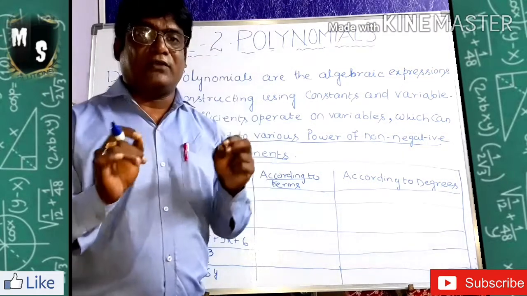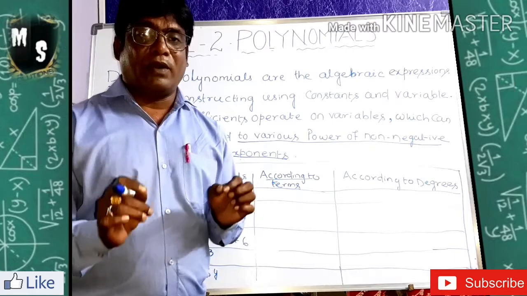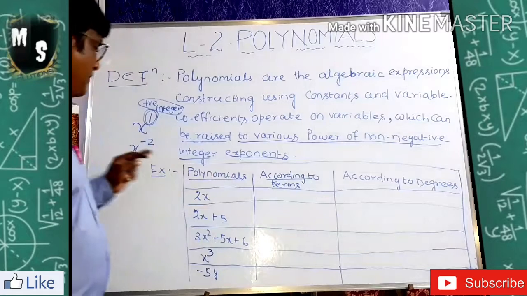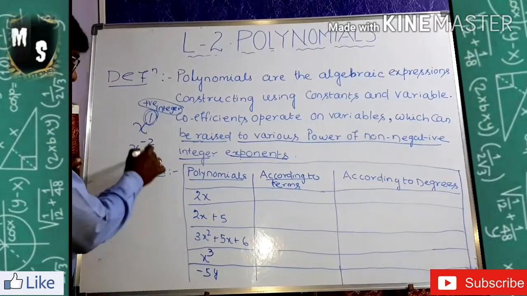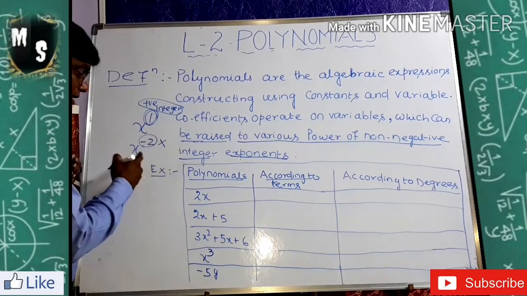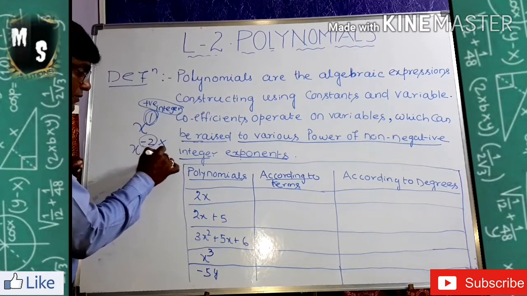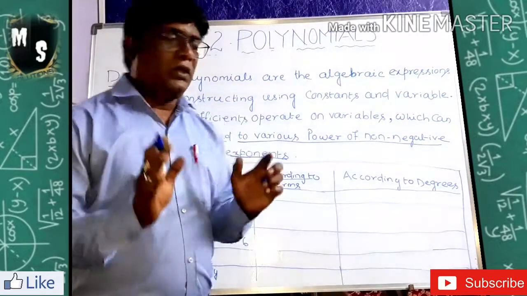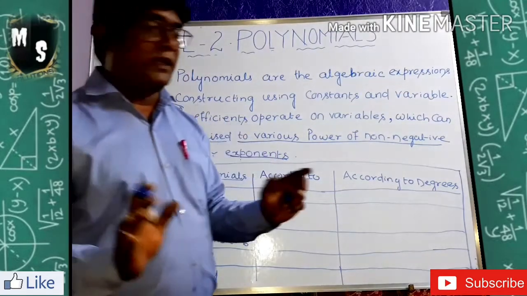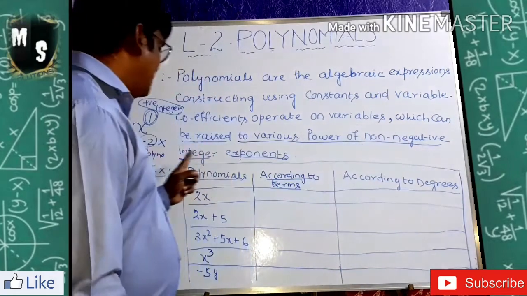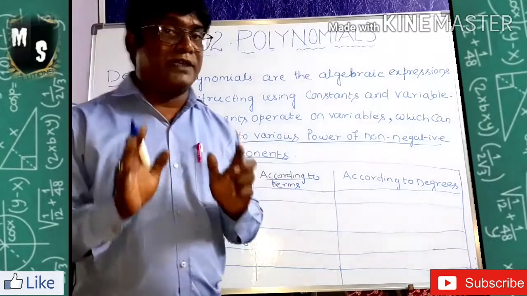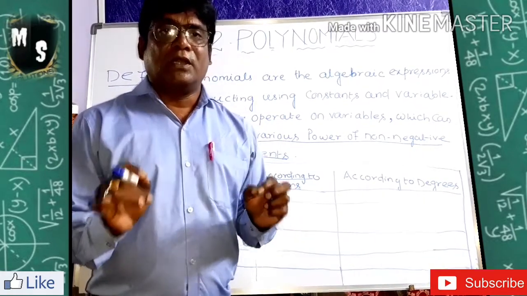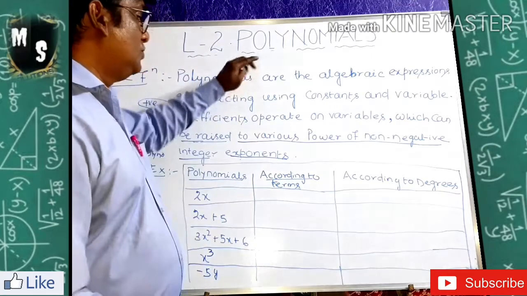Very clearly try to understand. If the variable power is raised to a negative integer, then they cannot be said as a polynomial. So for the expression to be a polynomial, the variable power must be a non-negative integer exponent. Non-negative integer, you got it? What is that non-negative integer? Positive integer. Right now, I hope you understood this definition.